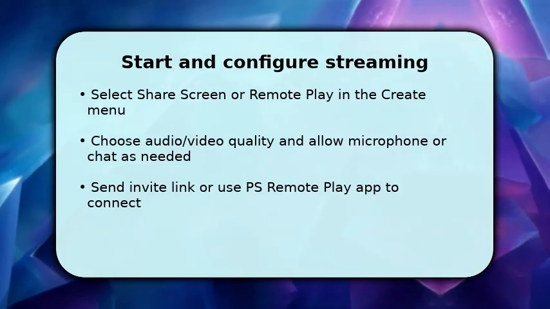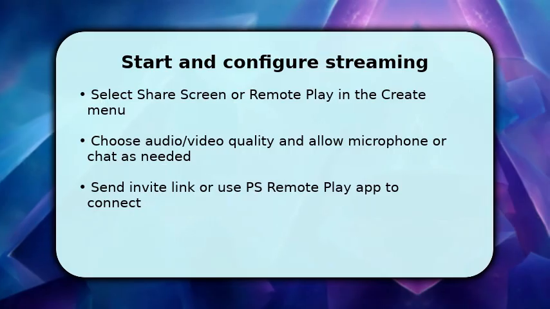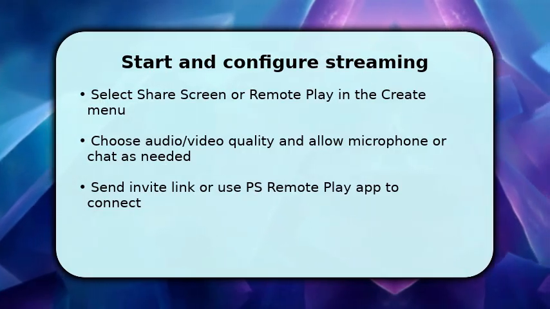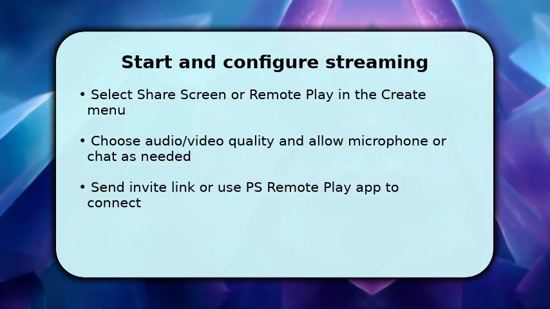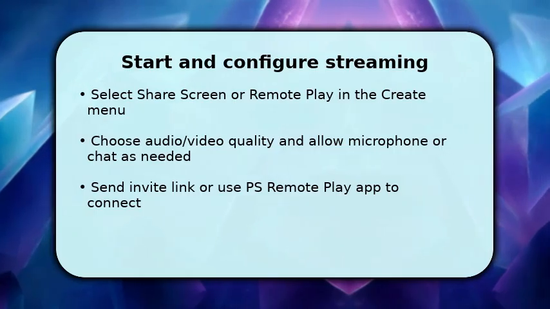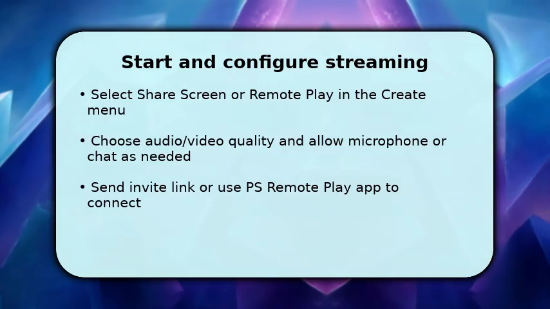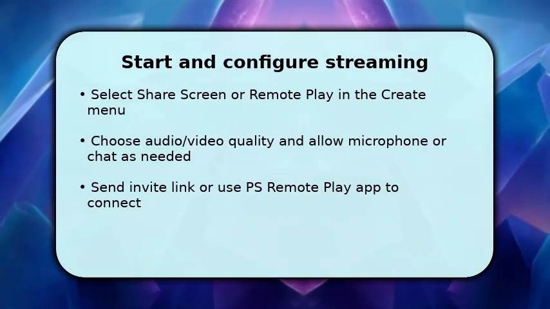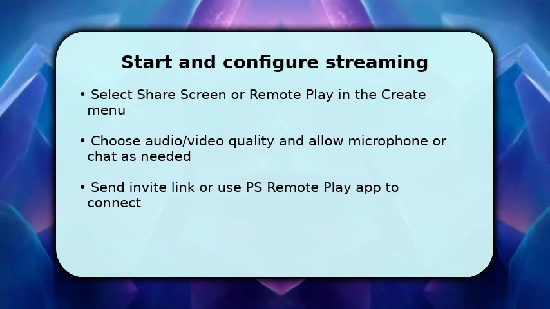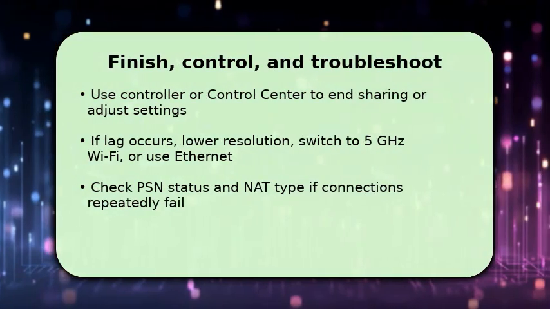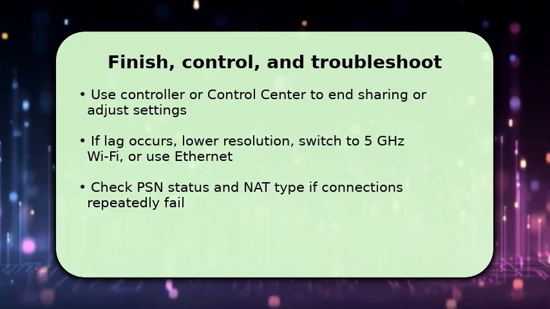Make sure to enable microphone or game audio sharing if you want voice and sound transmitted. Once configured, send an invite link to party members or open the Remote Play app. Then accept the connection on the receiving device so the stream can begin. Finish by confirming the other party sees your screen and that audio levels are correct.